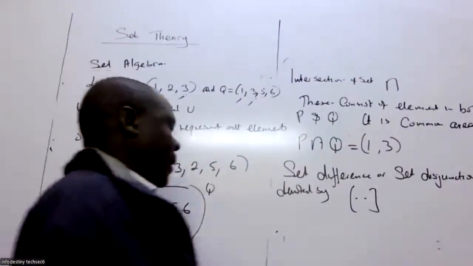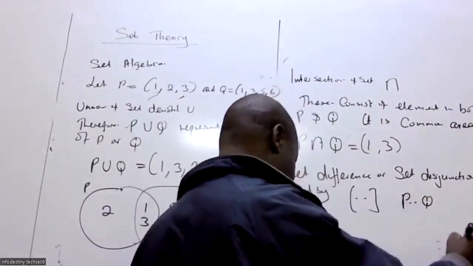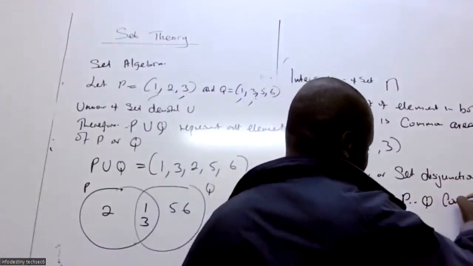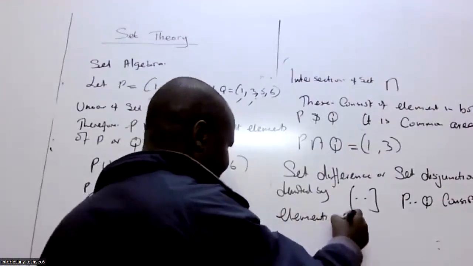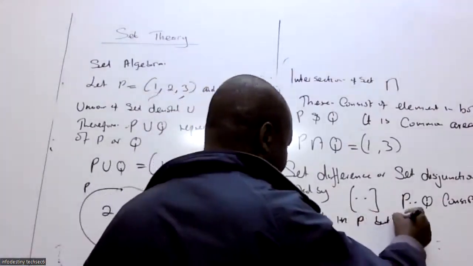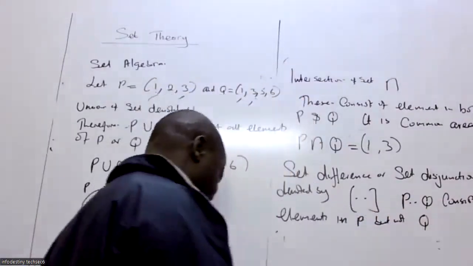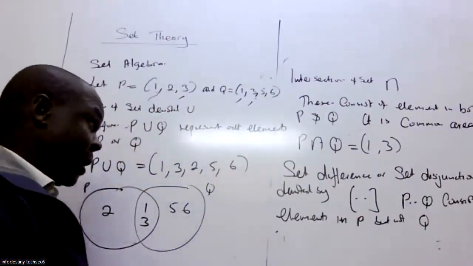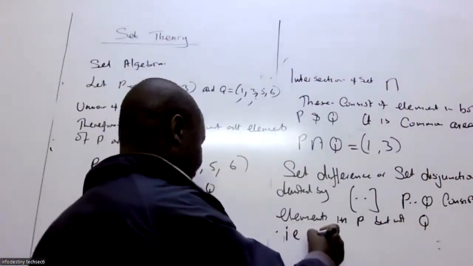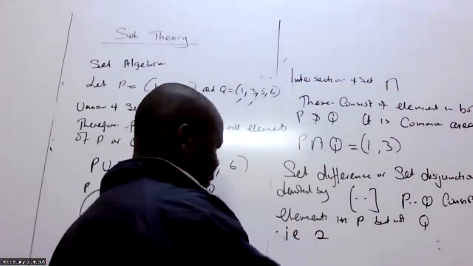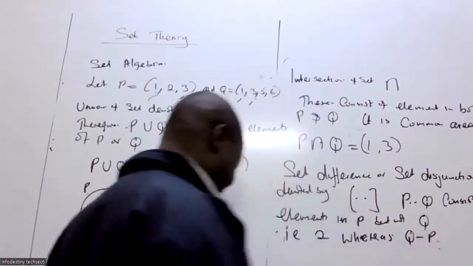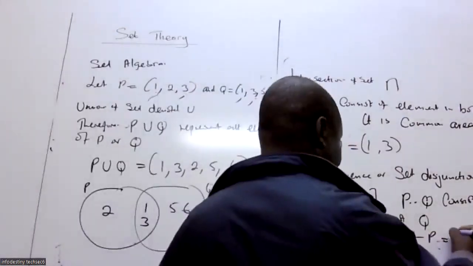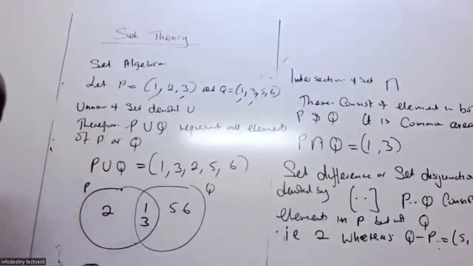E.g., P minus Q consists of elements in P but not Q, i.e. 2, whereas Q minus P equals 5, 6. U stands for union.